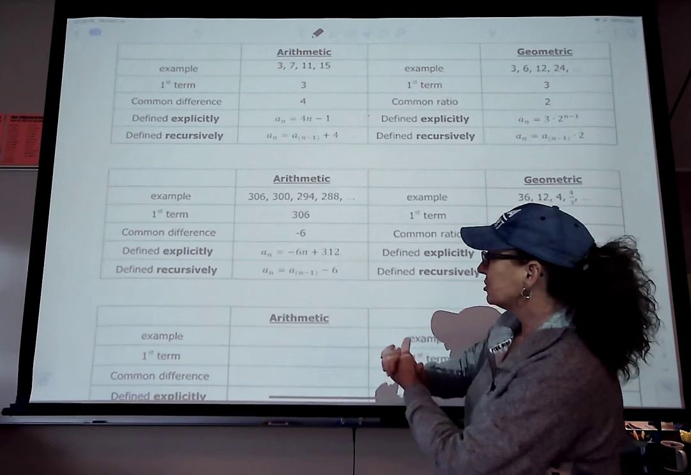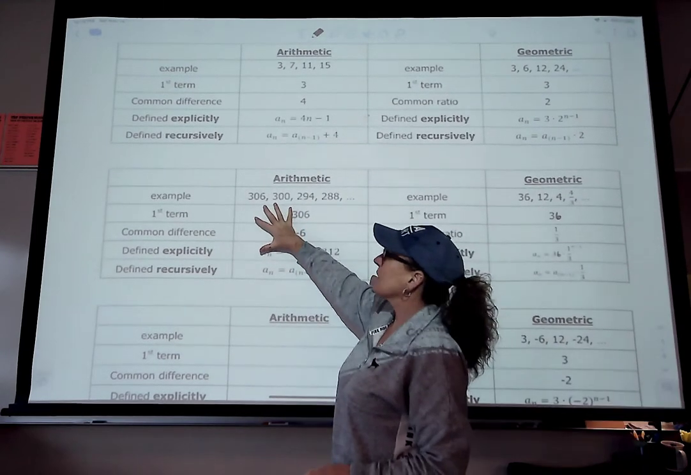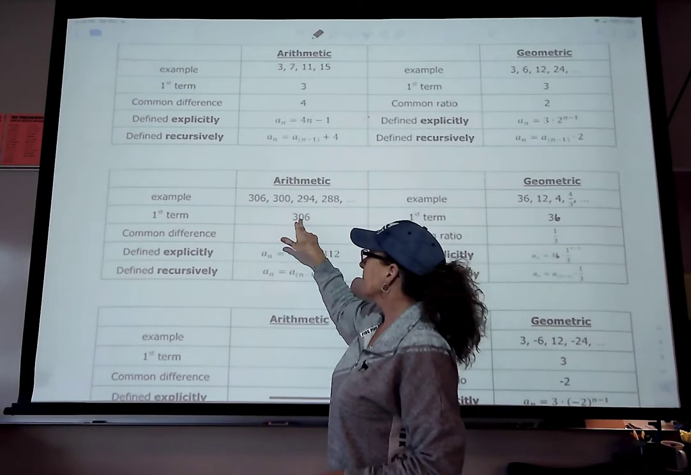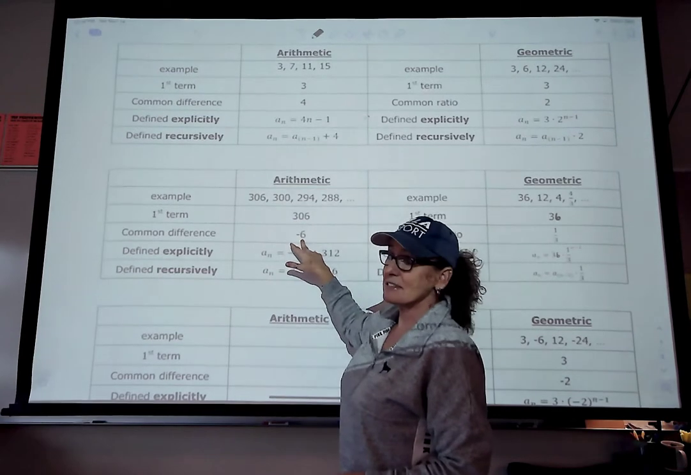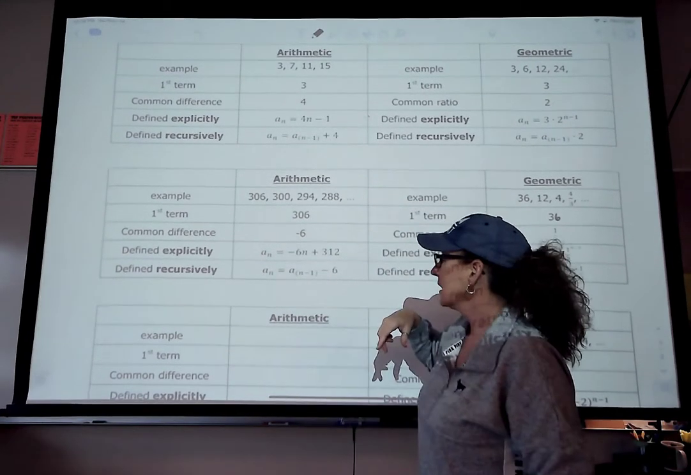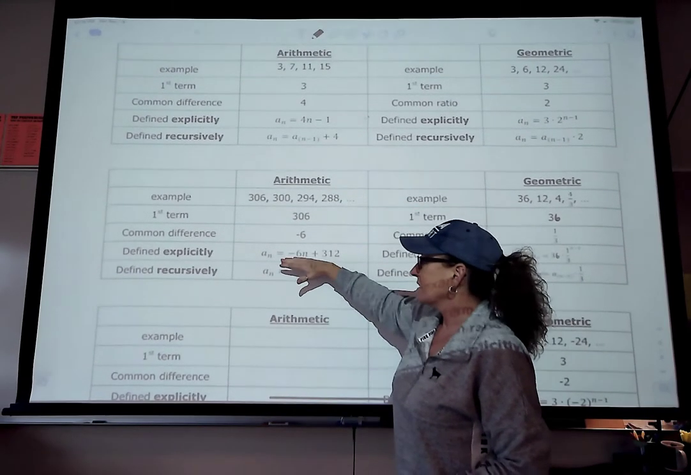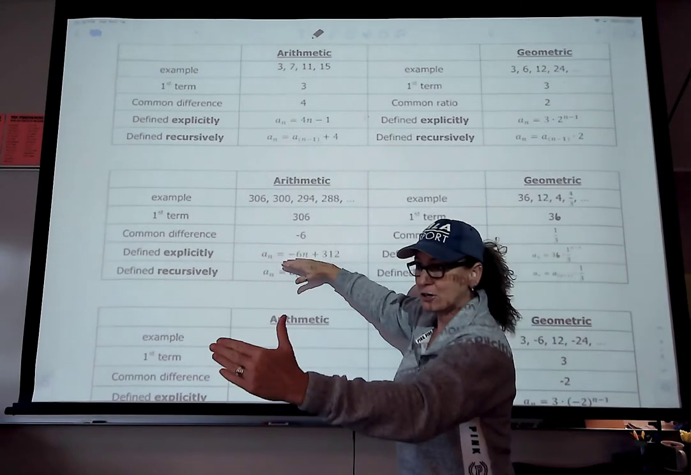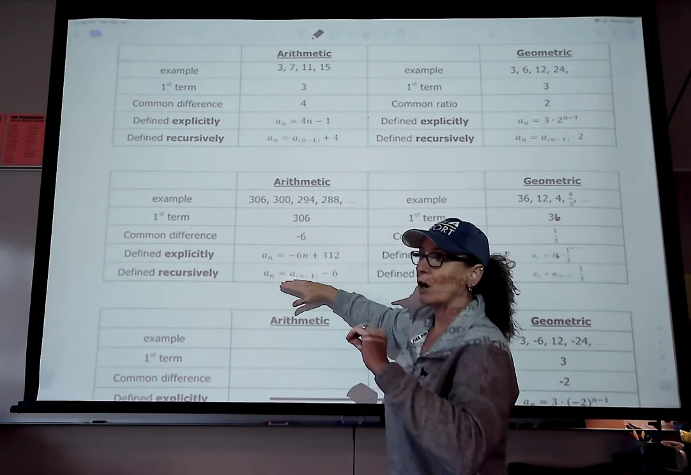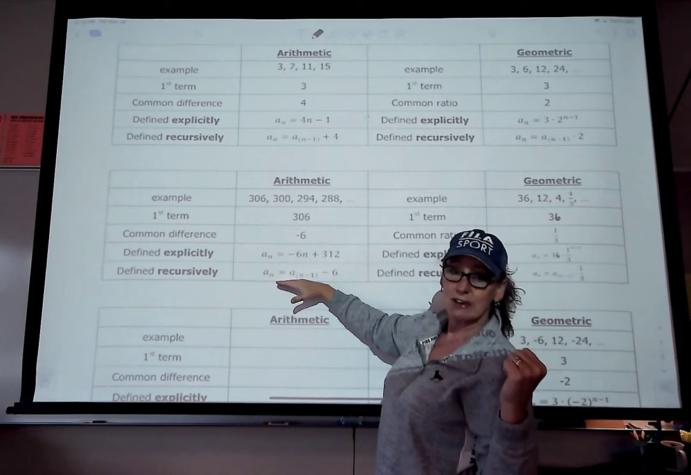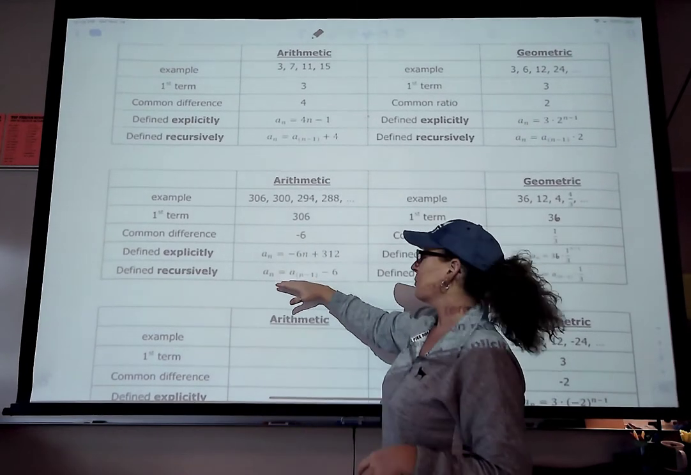Again, just on arithmetic sequences, here's an example of another one. First term, and the common difference this time is -6. We can define it explicitly, jumping to any term you want, or recursively, where we constantly have to look back to the previous term to get the term that we want.